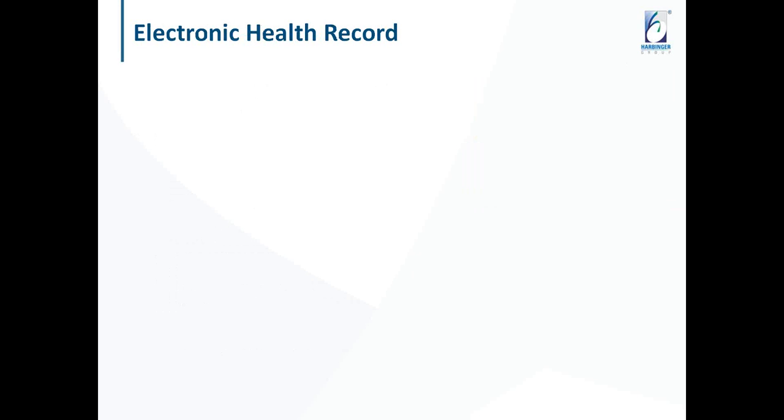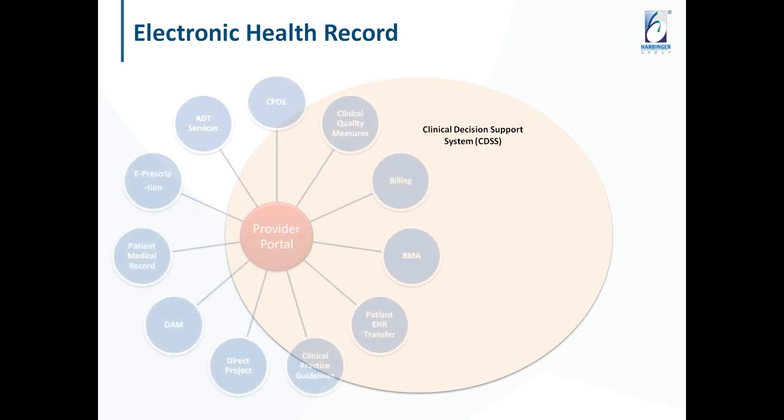Now we'll talk about electronic health record, EHR. The very first aspect of EHR is the clinical decision support system. This is the backbone of any EHR, which takes all the decisions, and based on those decisions, those things will be highlighted to a particular provider. And based on that analytics data, a provider can make a decision.